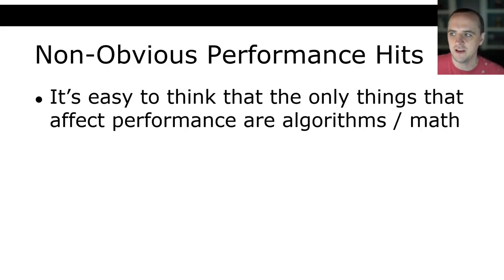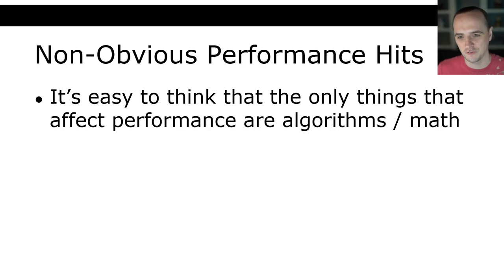So there may be non-obvious performance hits in your games and in your game engines. It's really easy as a programmer, especially one who has come through an academic computer science degree, to think that the only things that affect performance are algorithms and mathematics, right? So all throughout your CS degree, you're taught that the big O running notation is all that matters, and everything else is just a detail, right? So if your code runs in n squared time, and there's another code that runs in n time, that's literally all that matters. And it turns out that's not the case whatsoever, okay?